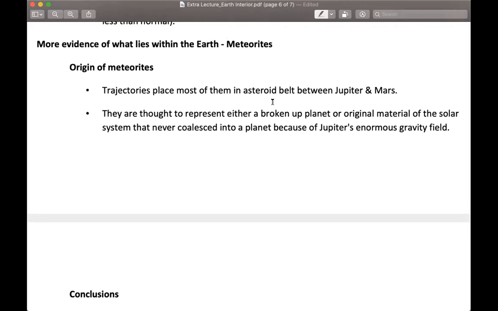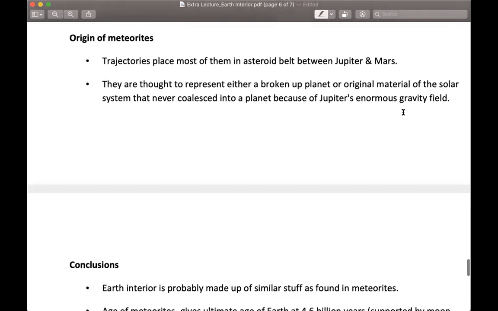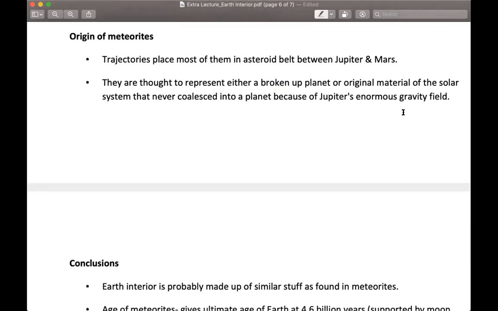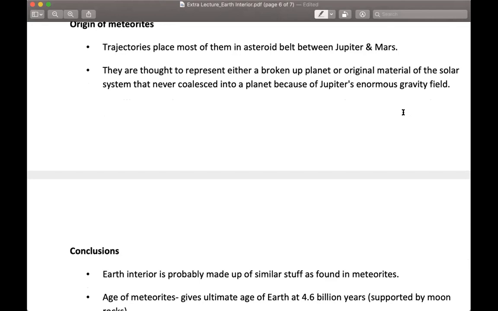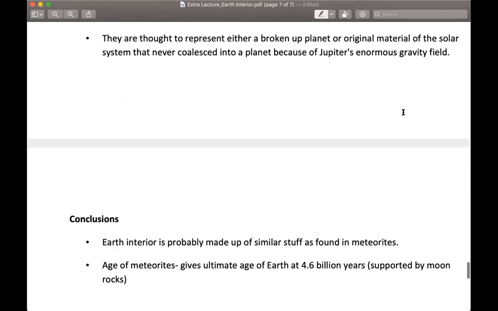the properties. So these are anyway the broken up planet or original material of the solar system, right? So these are also a part of the Earth structure anyway. So that's why we take them also in here.